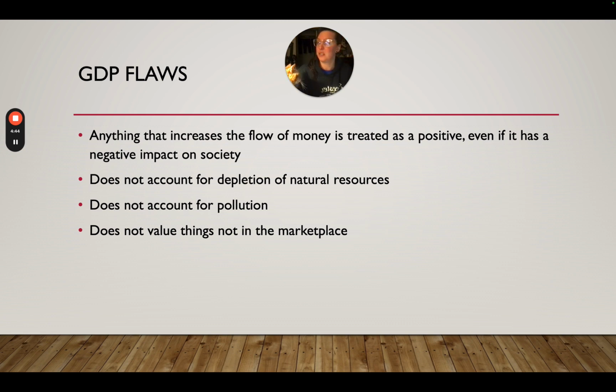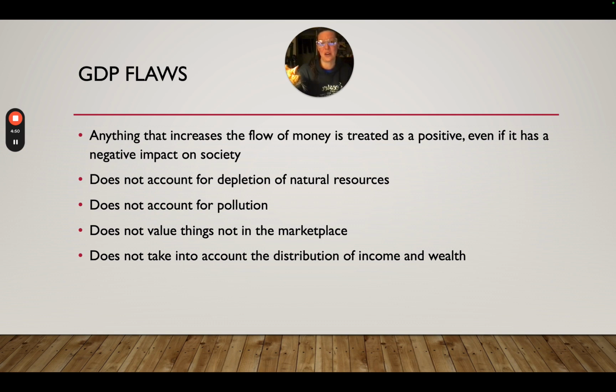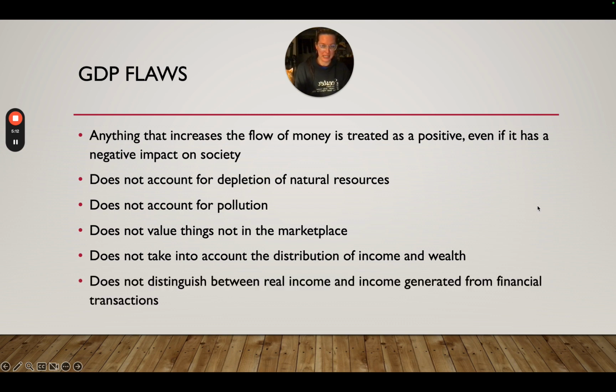It also does not really value things within the marketplace in reality. It does not take into account the distribution of income and wealth. We have very few billionaires and many millions of people living just barely above the poverty line. So there's really not a decent distribution, at least here in the United States. And lastly, it does not distinguish between real income and income generated from financial transactions. So kind of interesting, I believe.